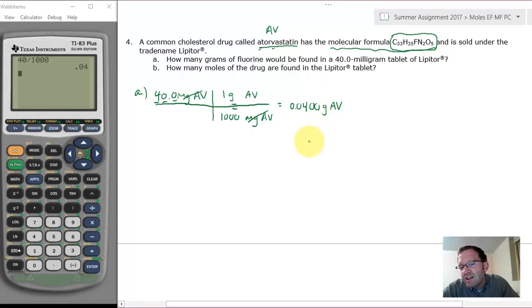It turns out that much like the problems we've been doing up to this point, we're going to want to do some conversions to moles here, work with moles here. What we want to do is think about in this compound, C33H35FN2O5, there's some of each element, some carbon, some hydrogen, some fluorine, some nitrogen, some oxygen. And the part that we're interested in here is the fluorine part of it. So what we can do is set up another conversion here.